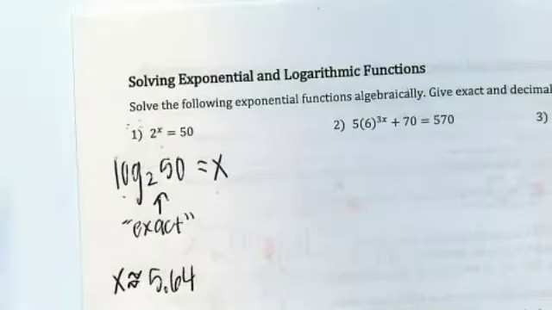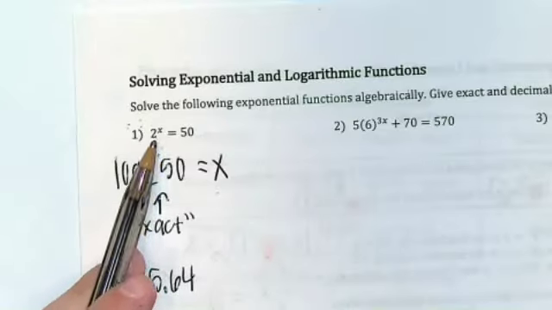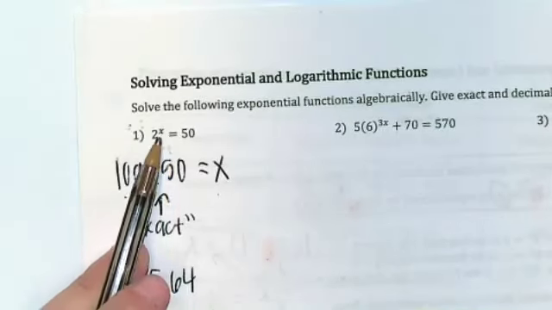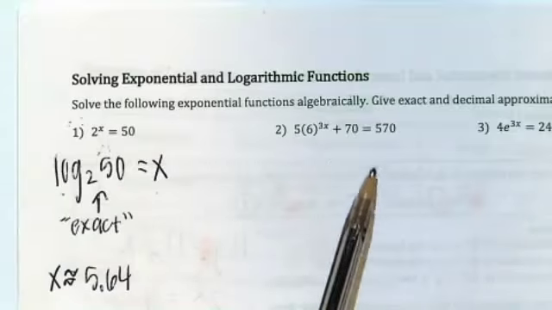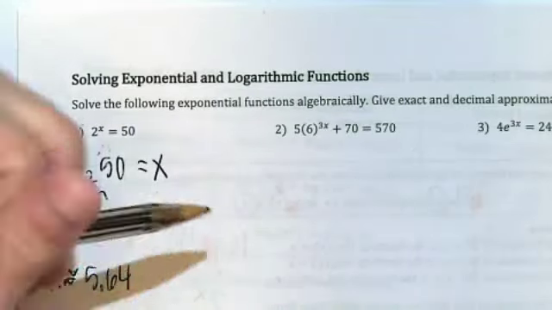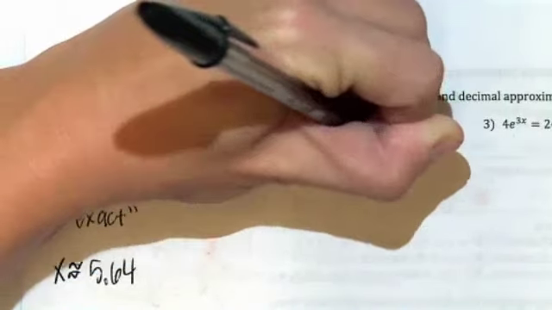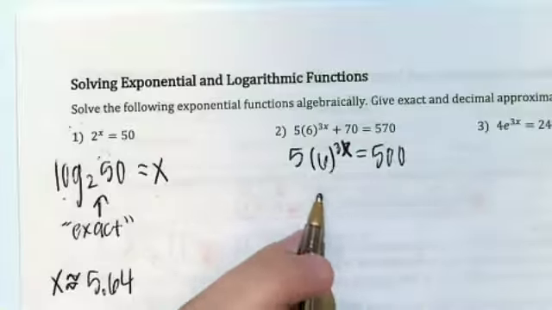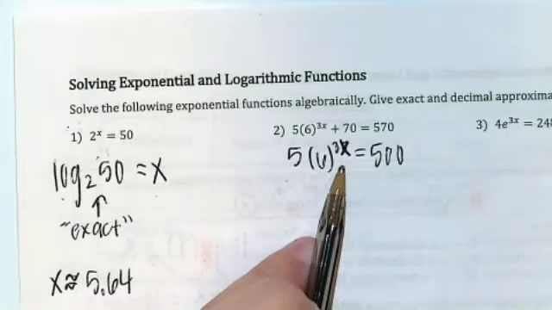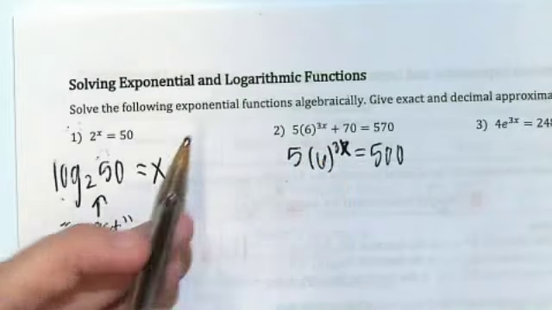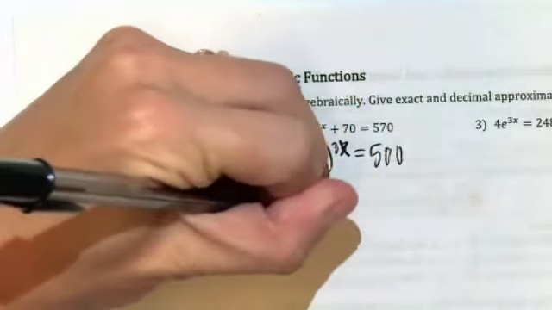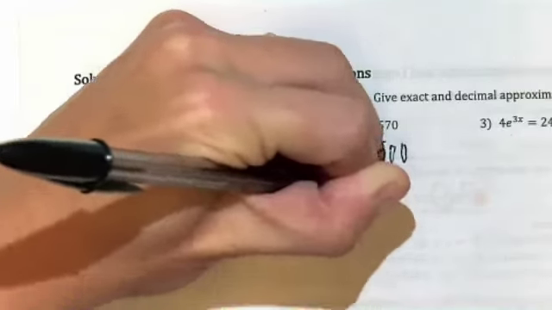Okay, so that's great. If you can, try to get it to where the exponential part is by itself. What I mean by that is, in this one, we need to move the 70 first. So I'm going to move the 70 by subtracting 70, and I'll get 500. And that is 3x. I apologize, not 30. And then I need to get rid of this 5. 5 times 6 to the 3x, I can divide by 5. If I divide by 5, 500 divided by 5 is 100.